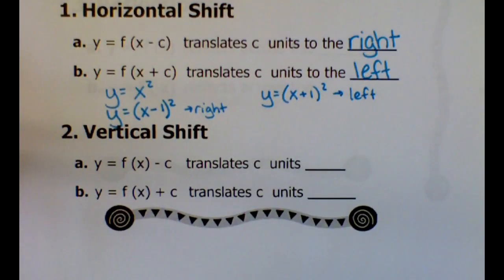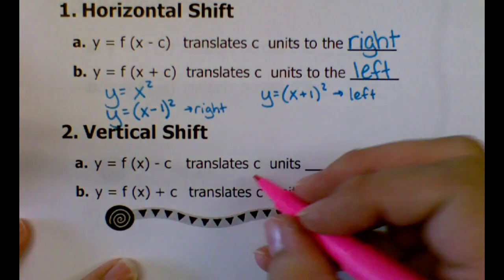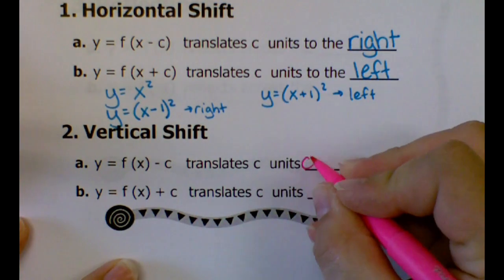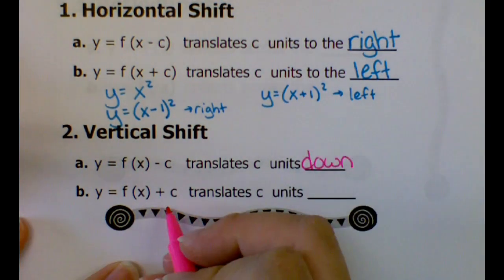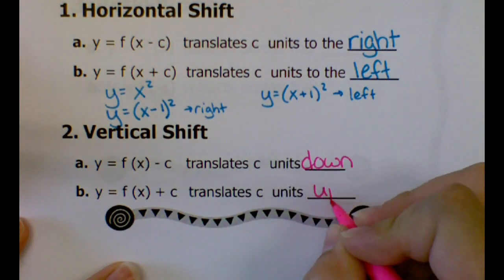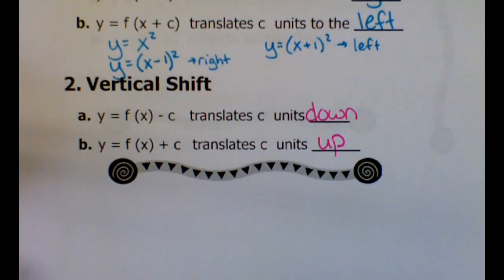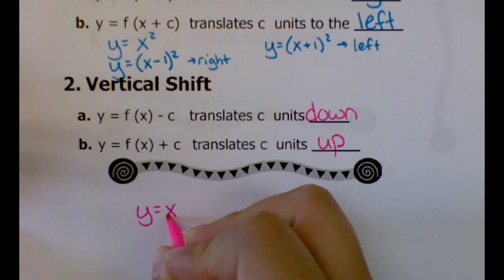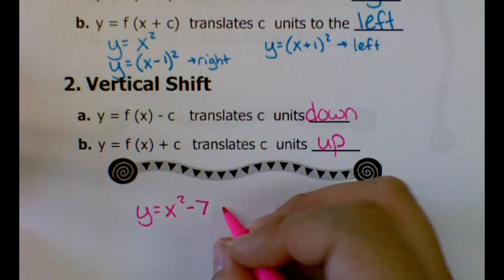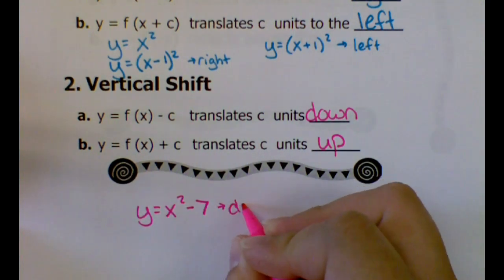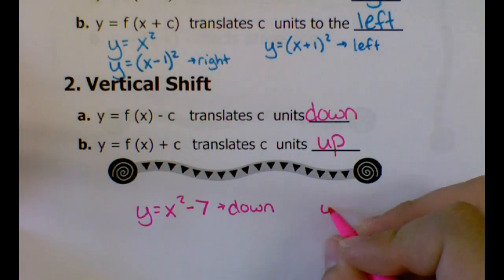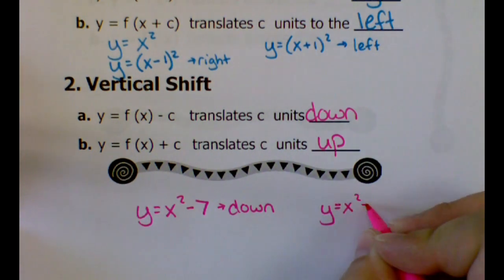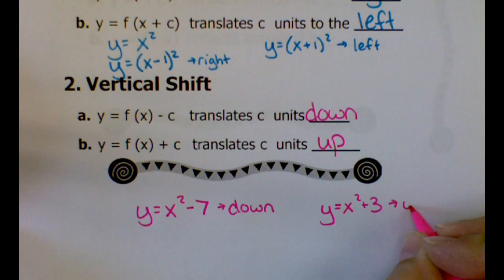Vertical shifts are a little bit more of what you'd expect. Your whole function plus or minus a value on the end or at the beginning, or maybe in the middle, who knows. If it's minus a value, that's going to shift that value of units down. And if it's plus a value, that'll shift that many units up. So going off of my y equals x squared, if I said y equals x squared minus 7, that's going to be a shift of 7 units down. Whereas if I said y equals x squared plus 3, that'll be a shift of 3 units up.